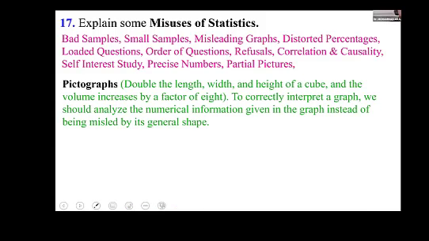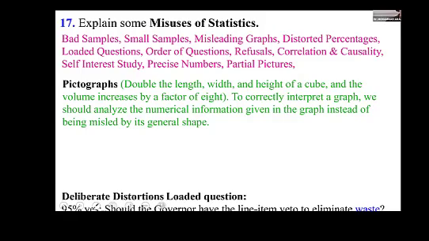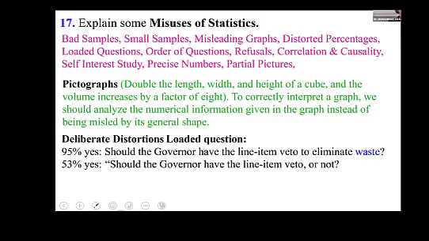Pictograph. Double the length, width, and height of a cube, and the volume increases by a factor of 8. To correctly interpret a graph, we should analyze the numerical information given in the graph instead of being misled by its general shape. So when you double it, 2 cubed, that becomes 8 times. Deliberate distortions.